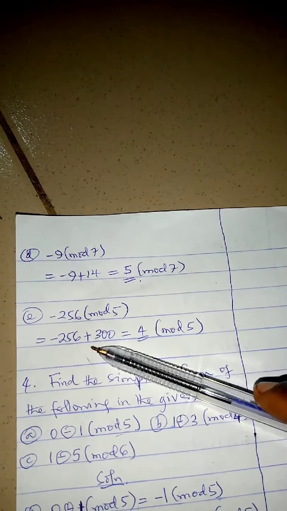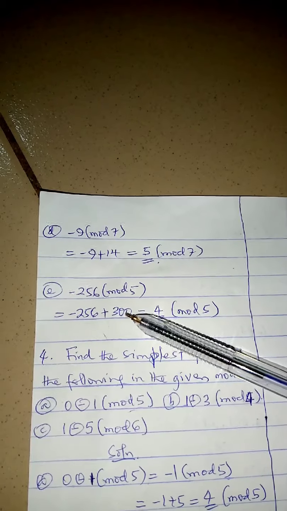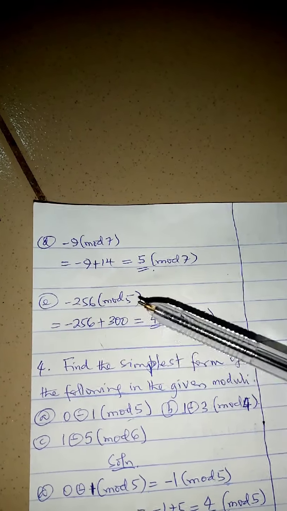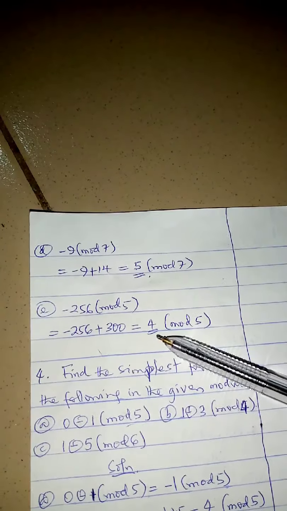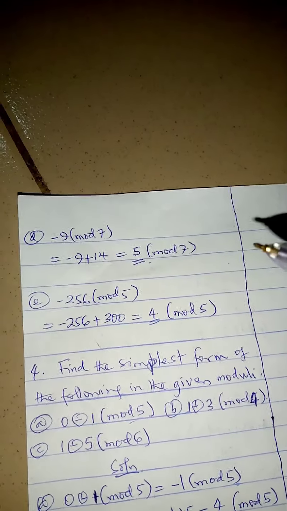You add it, and it will still give you a value less than 5. And that multiple of 5 is 300. Add it to this, it will give you 4. And that is your answer. That's how you express it in its simplest form.